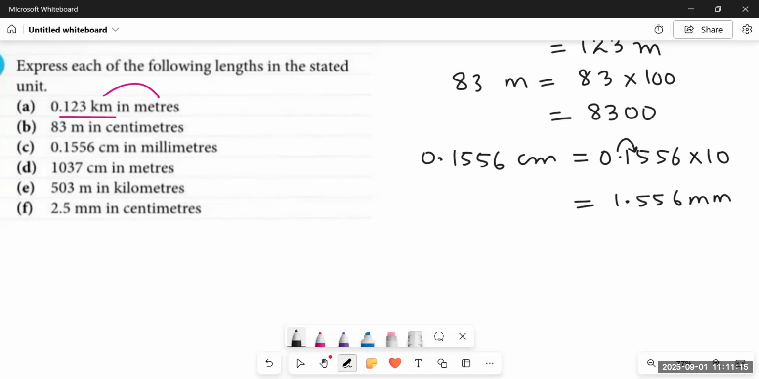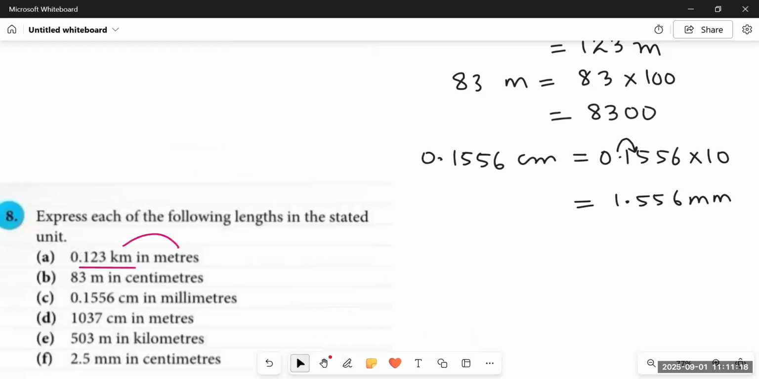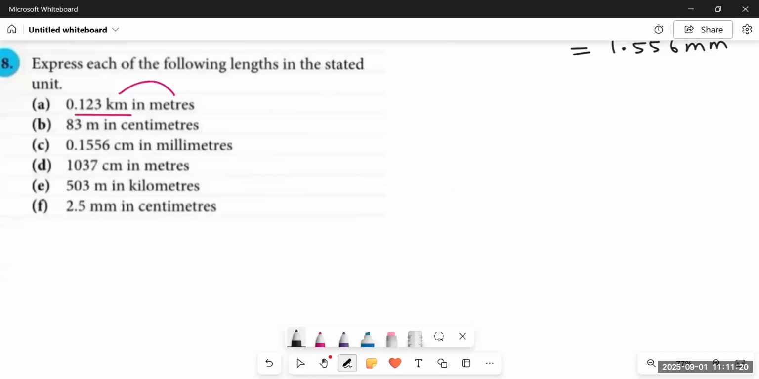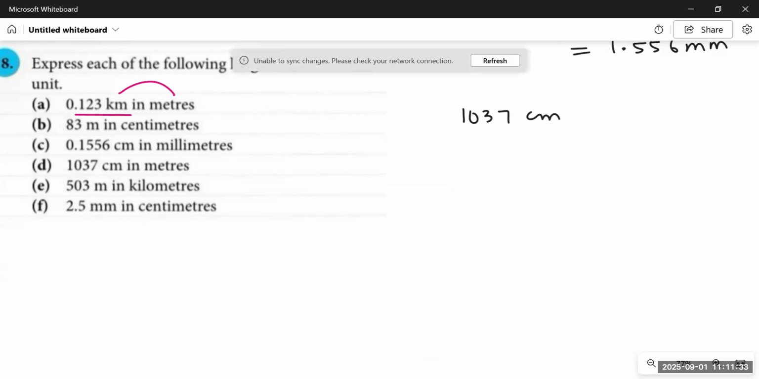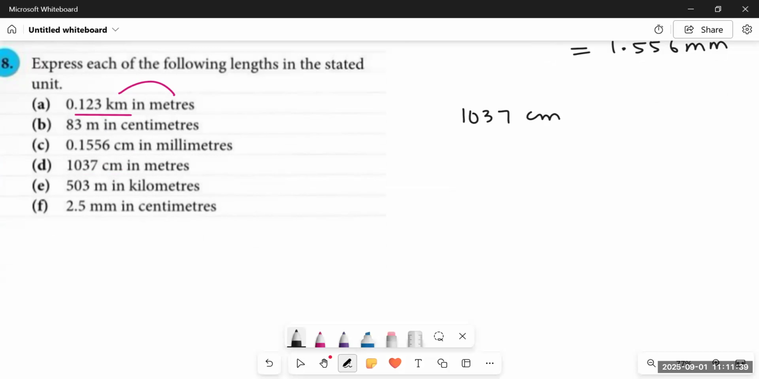Now, we have learned how to convert a greater quantity into a smaller one. In the next 3 parts, we have to do the reverse. In case of doing reverse, the conversion rate would also be reversed. That is, now we are going to divide by the conversion rate. Since we have to convert 1037 centimeters to meters, we divide by the conversion rate between centimeters and meters. We know that 1 meter equals 100 centimeters. It means 1037 centimeters equals 1037 upon 100 meters.